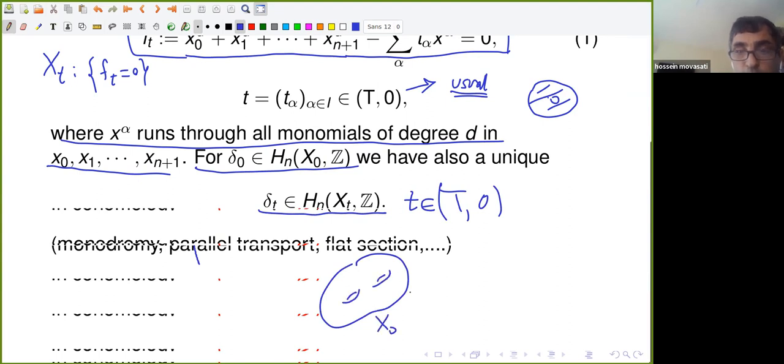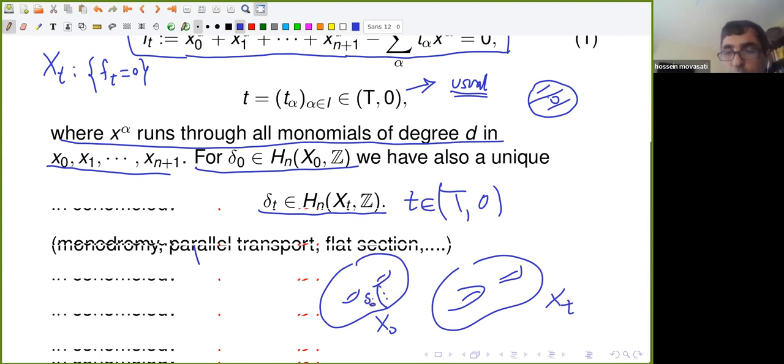So this is the X0, and if this is the Xt, for example, if my cycle is this one, delta 0, then any perturbation will give this topological cycle, which will survive. And the point is that from the topological point of view, the cycle will survive. But of course, if you take an algebraic cycle or Hodge cycle, it will not survive. And our story of Hodge loci starts from here.